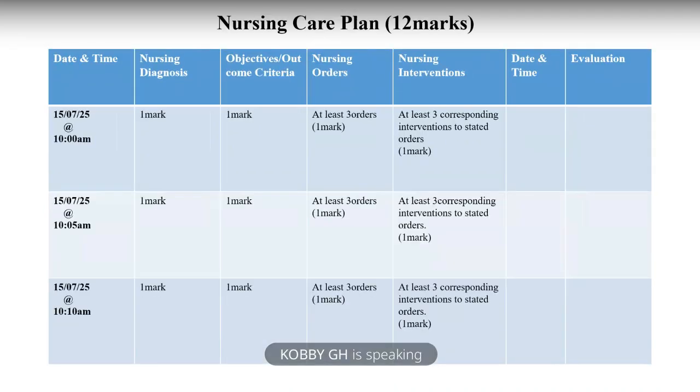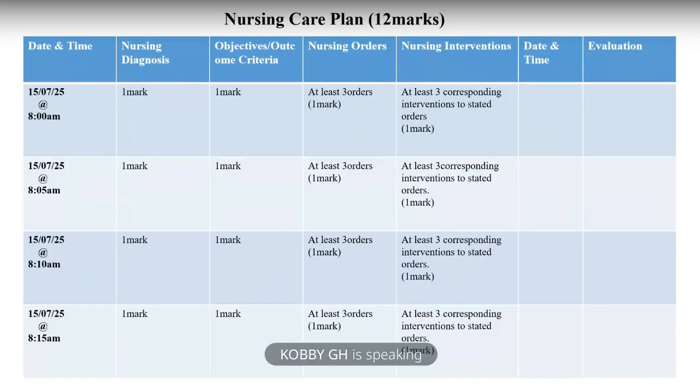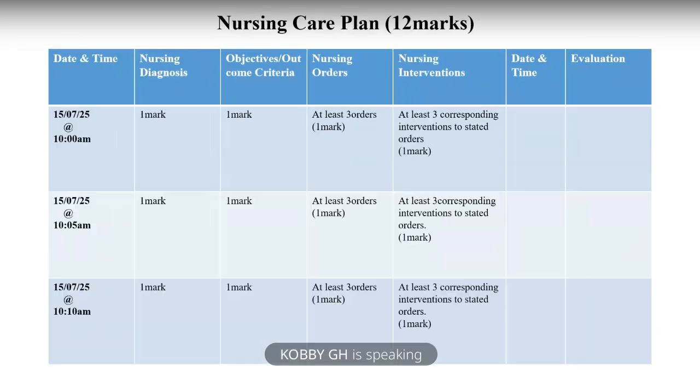So look at this. If you are dividing it into 3 equal parts, that means you are going to do 3 care plans. Ideally, you are supposed to do 3, but I always advise you to do 4, because if you do 4, the examiners will mark all the 4 and choose your best 3. But if you do 3 and 1 happens to be wrong, you are being marked over 8.